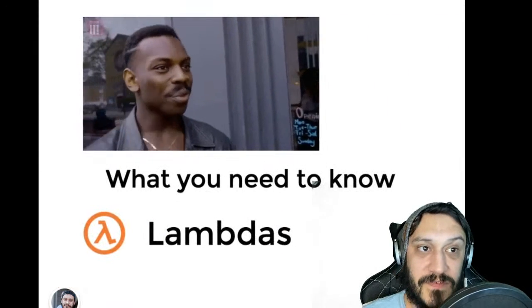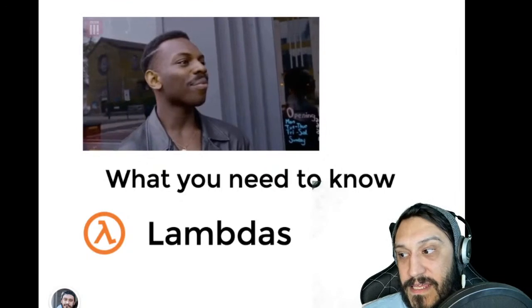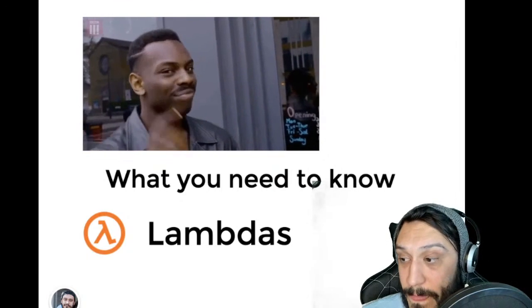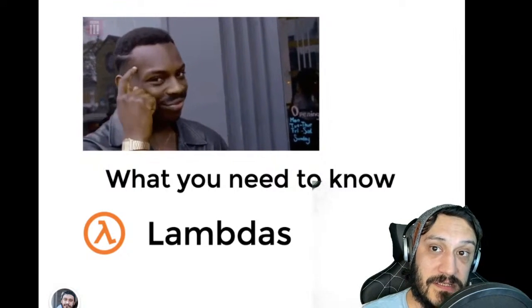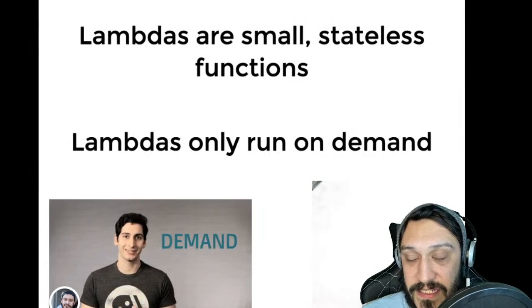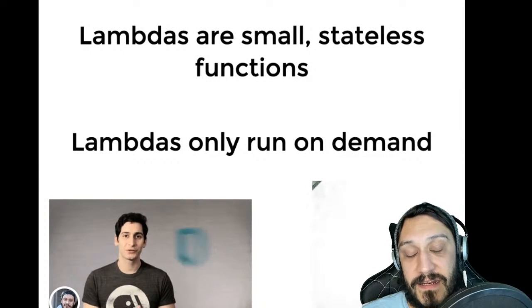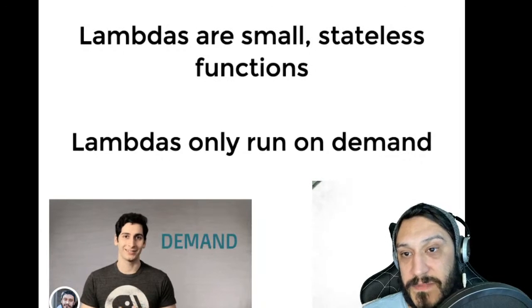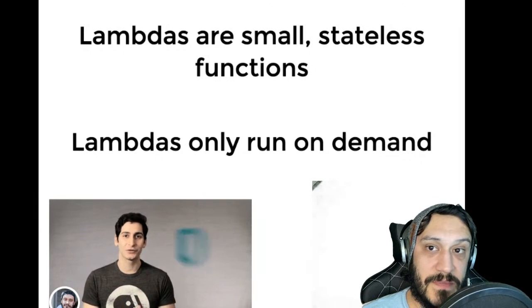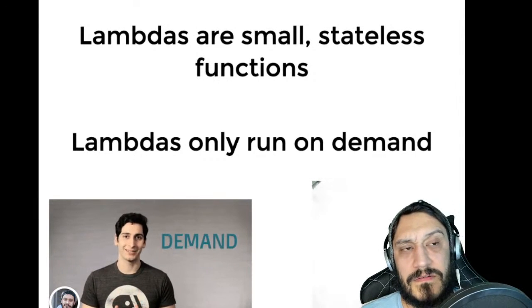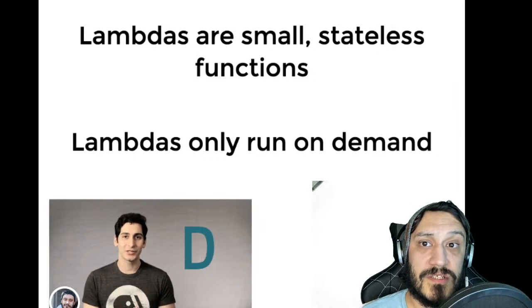So what do you need to know to even start using a microservice that you figured out you have a use case for? First thing is Lambdas. This is going to be your compute, right? These are small stateless functions that only do compute logic, and that's about it. And Lambdas only run on demand. That's another important thing, and another possible advantage over a server.